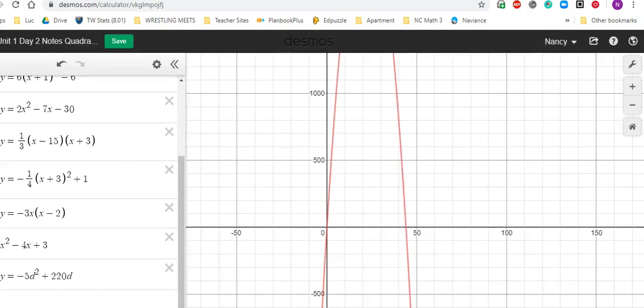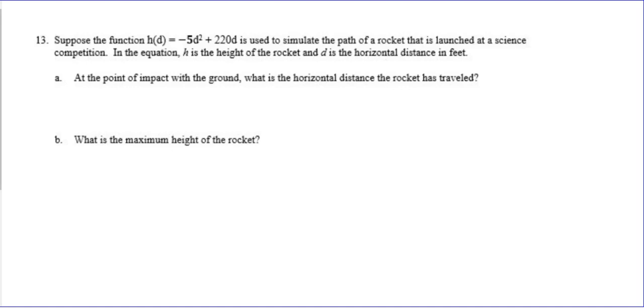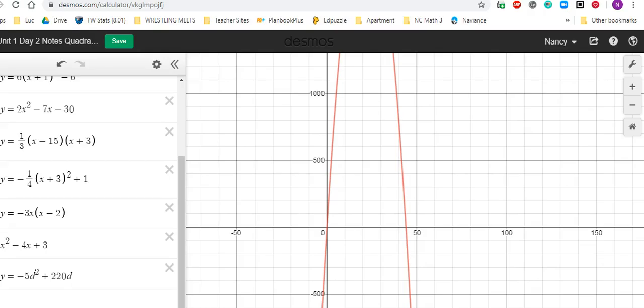So what it asks us, and I know I'm over 30 minutes, I'm almost done, is it says this function simulates the path of a rocket that's launched at a science competition. In the equation, h is the height of the rocket and d is the horizontal distance in feet. At the point of impact with the ground, what is the horizontal distance the rocket has traveled? So let's go back and look at the graph.